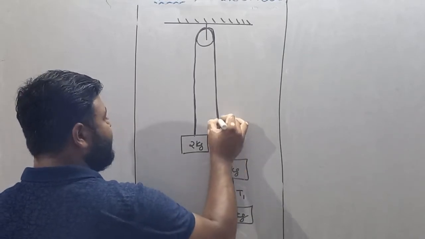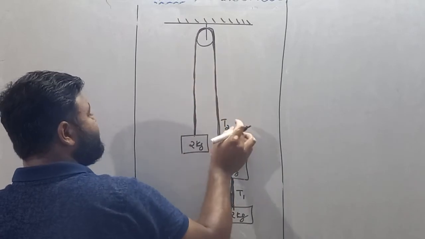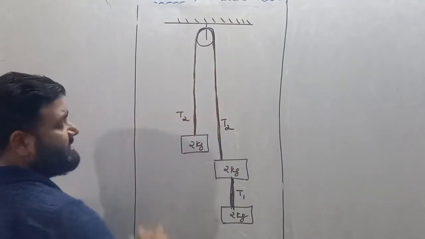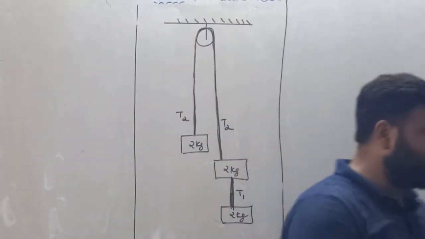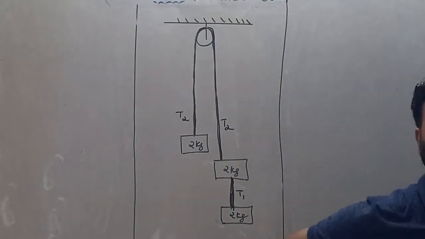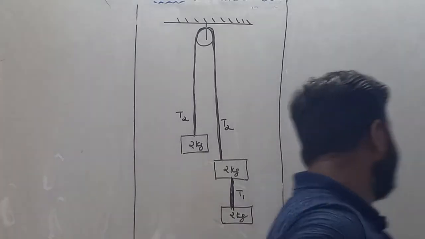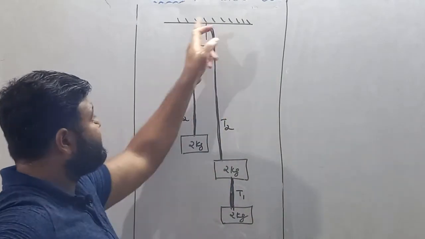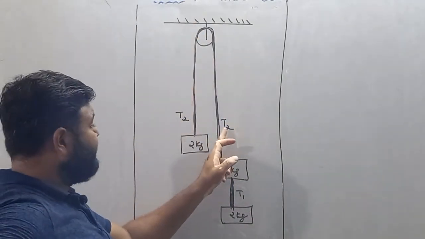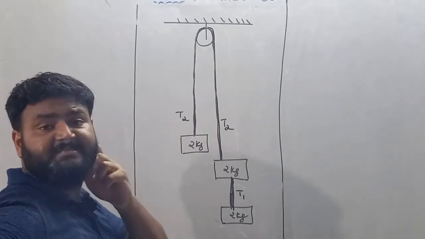Now see, my dear student, this string is the same on this side as well. So if on this side the tension is T2, then on this side the tension is again T2, because we know that we are considering a massless string, and a massless string carries equal tension at each point. So in this rope the tension is T1 and in this rope the tension is T2.